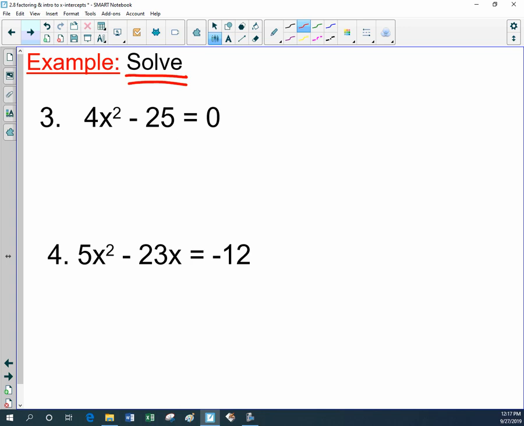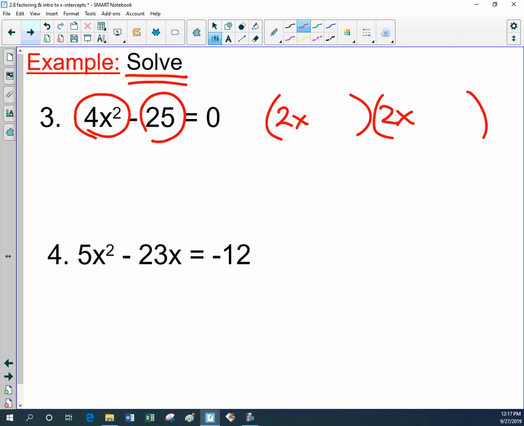Okay, this example here, 4x squared minus 25 equals 0. This is our special case. What is it called? Difference of perfect squares. So what times itself is 4x squared? 2x. So put 2x here, 2x here. What times itself is 25? 5. So we put 5 here, 5 here. And then difference of perfect squares, the signs are opposite. One is positive, one is negative.